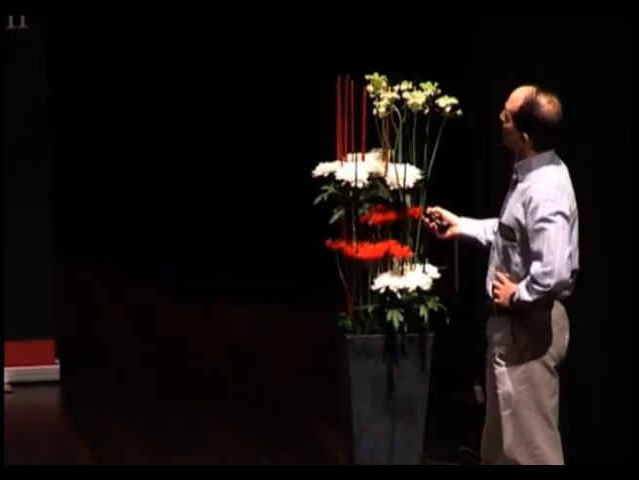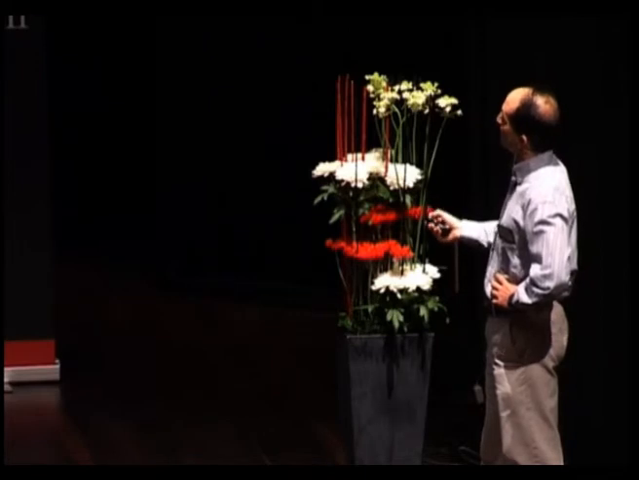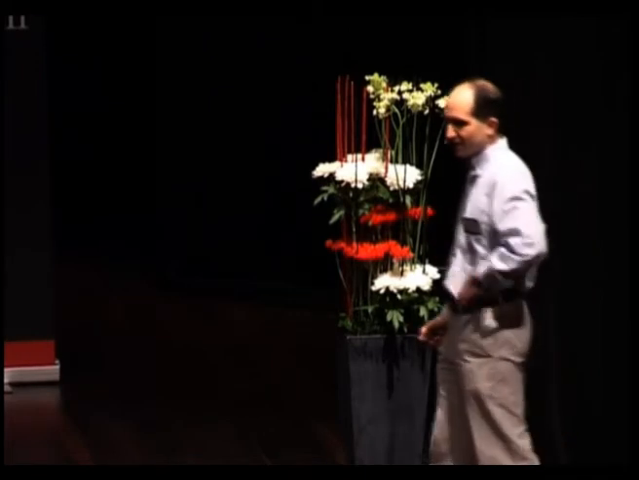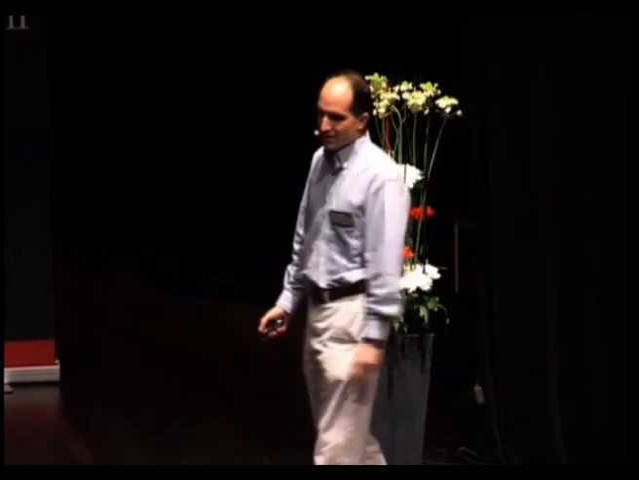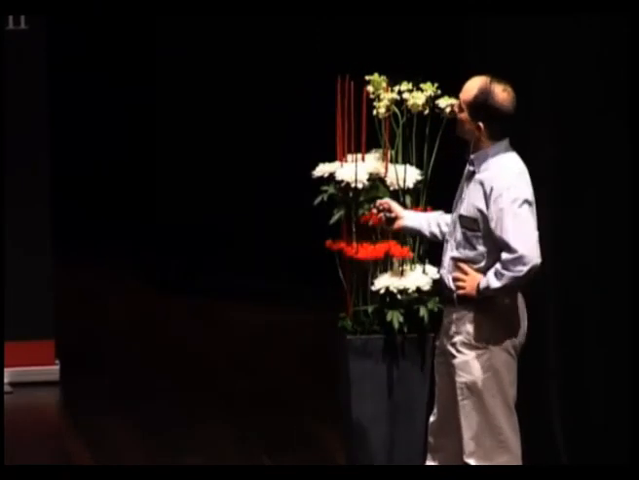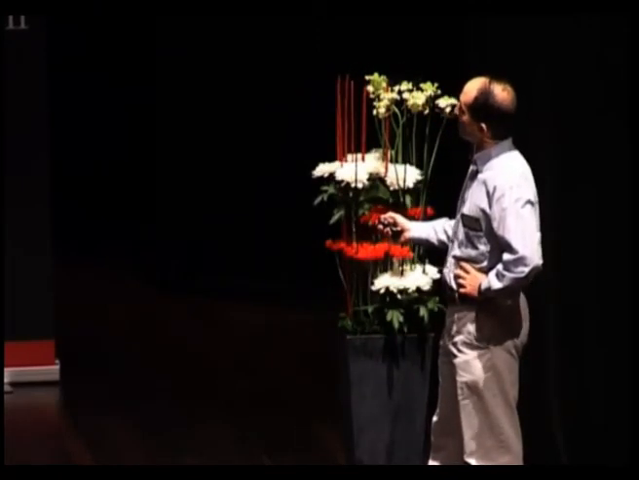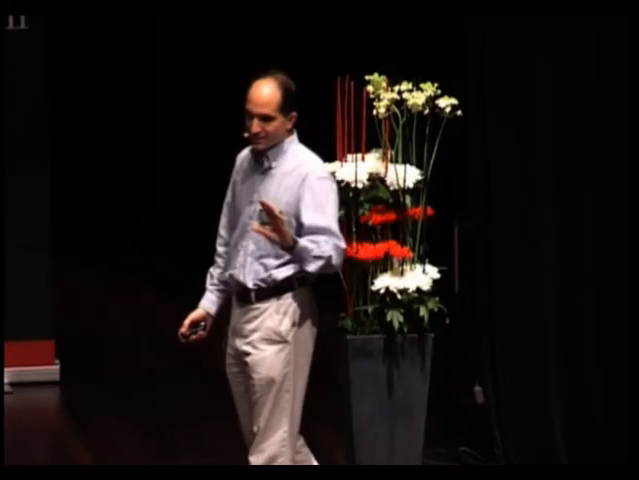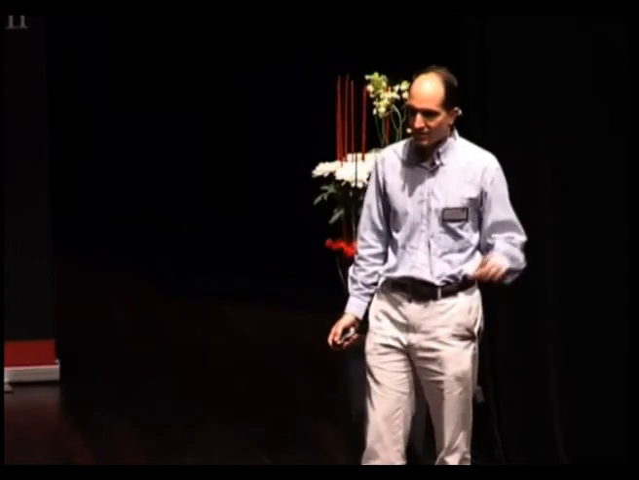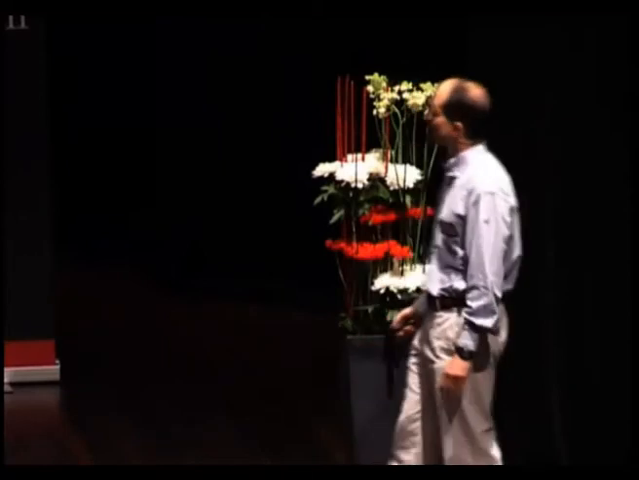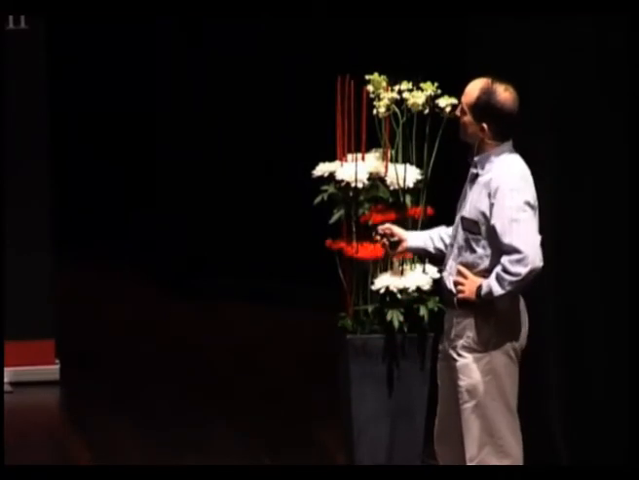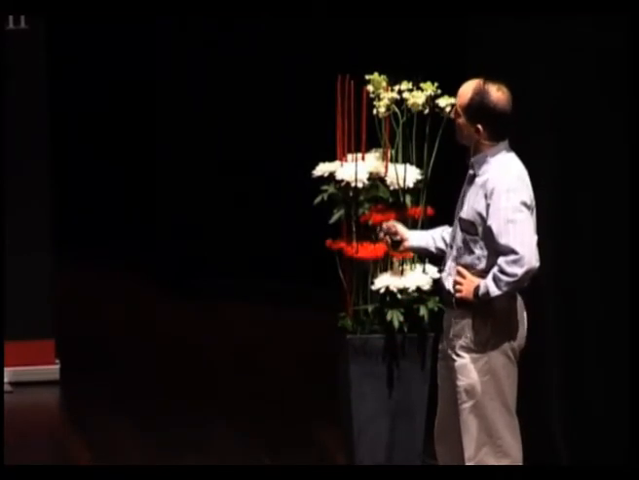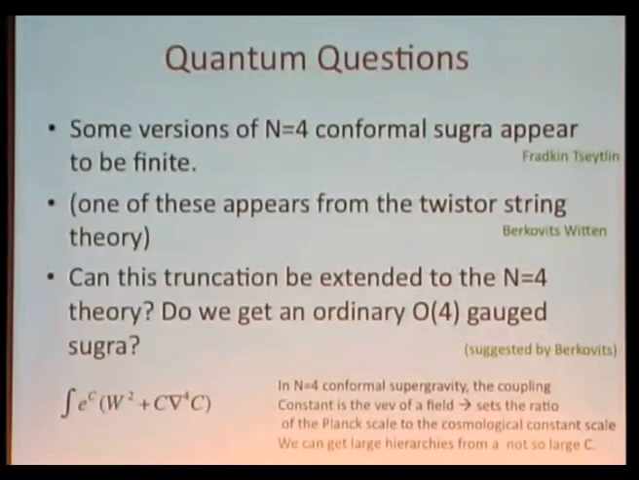Now, some versions of N equal to 4 superconformal gravity also appear to be finite. So they are finite quantum theories. And one of them appears from the twistor string. One can first ask a very simple classical question: whether this truncation we did just for the case of pure gravity can also be extended to the full N equal to 4 theory. It is likely that it will give an N equal to 4 gauge supergravity, but it hasn't been shown explicitly.